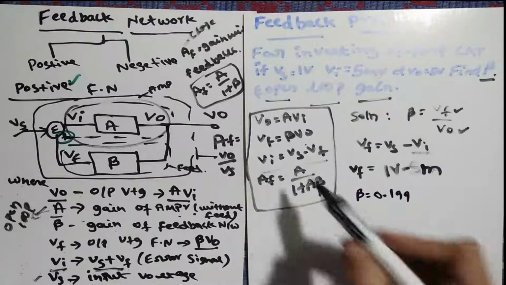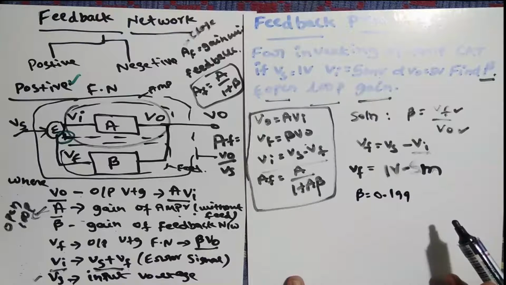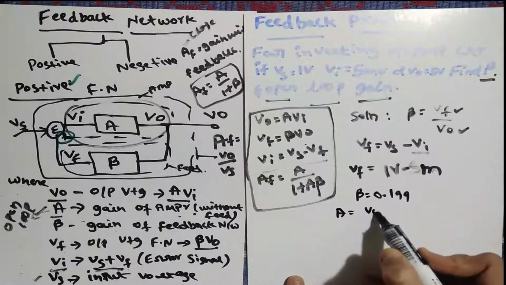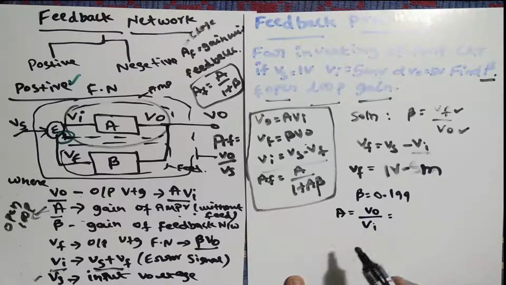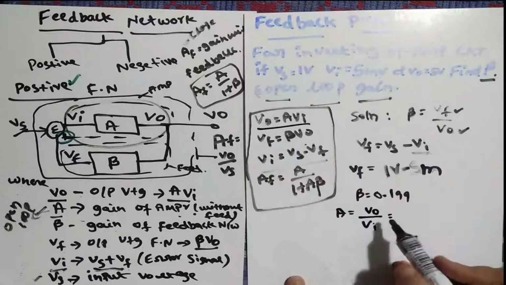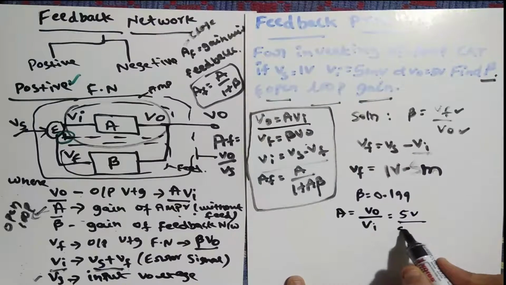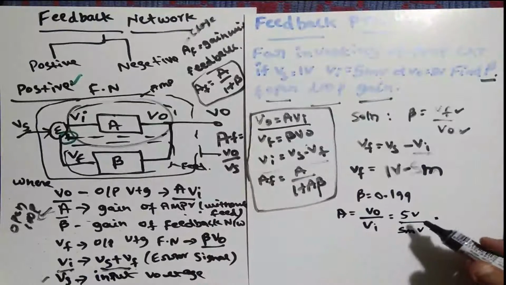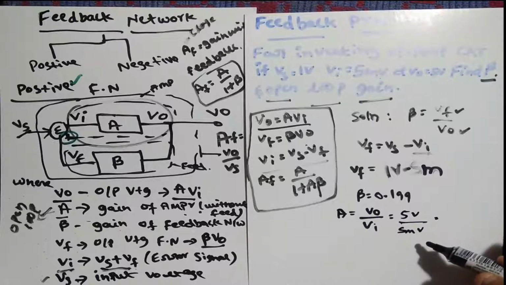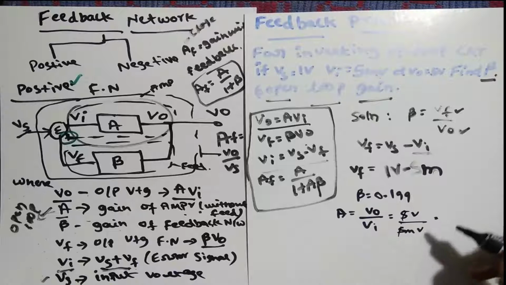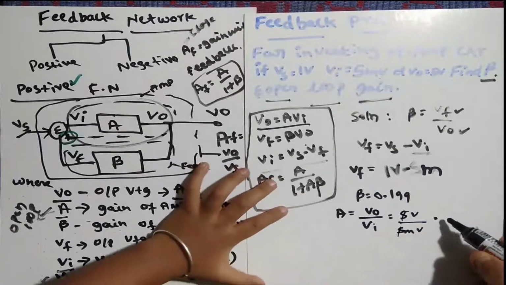Similarly, we have to find the open loop gain. Open loop gain means we have to find A. A is equal to V0 divided by Vi. So apply this formula. V0 we know is 5 volt and Vi is equal to 5 millivolt. So 5 divided by 5 milli is nothing but 1 divided by 1 milli, which is 1000.